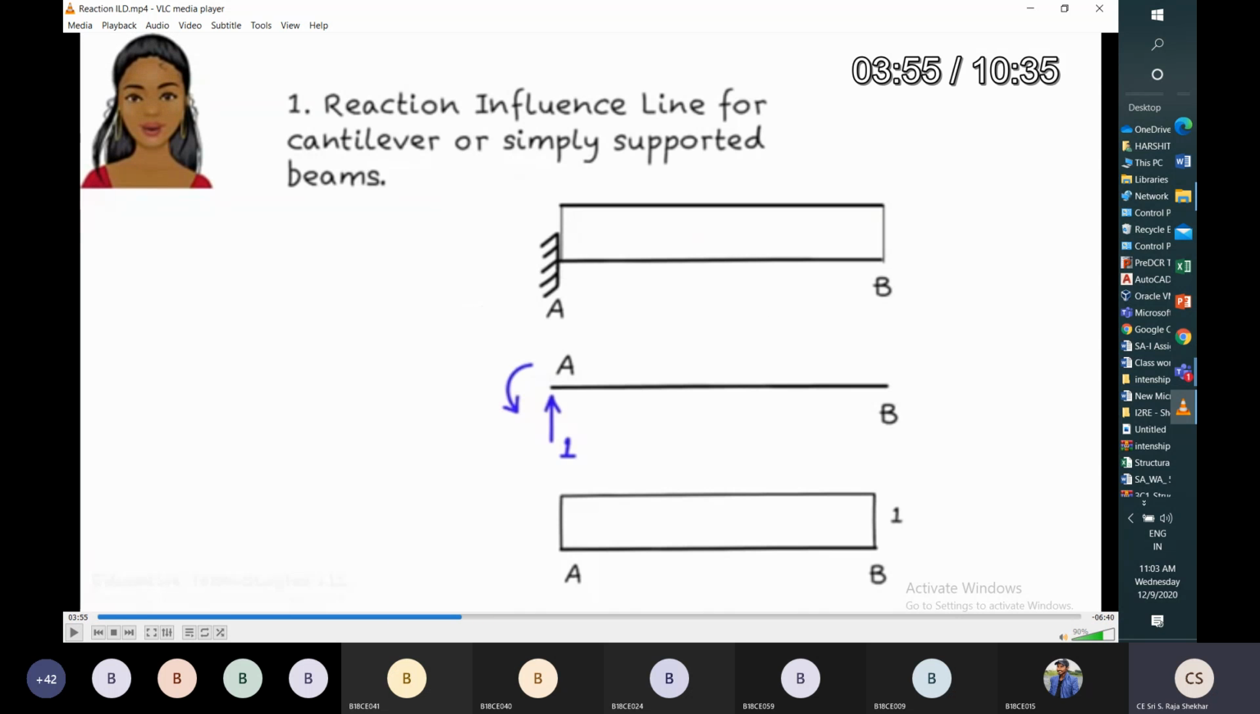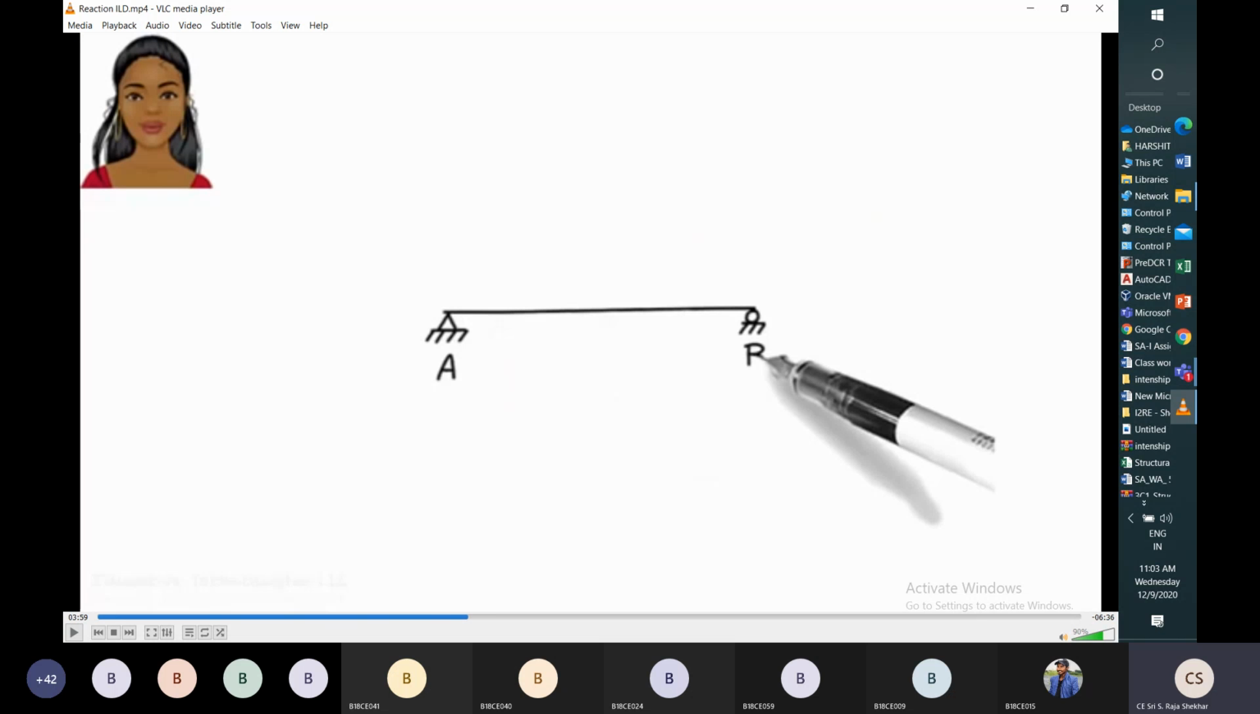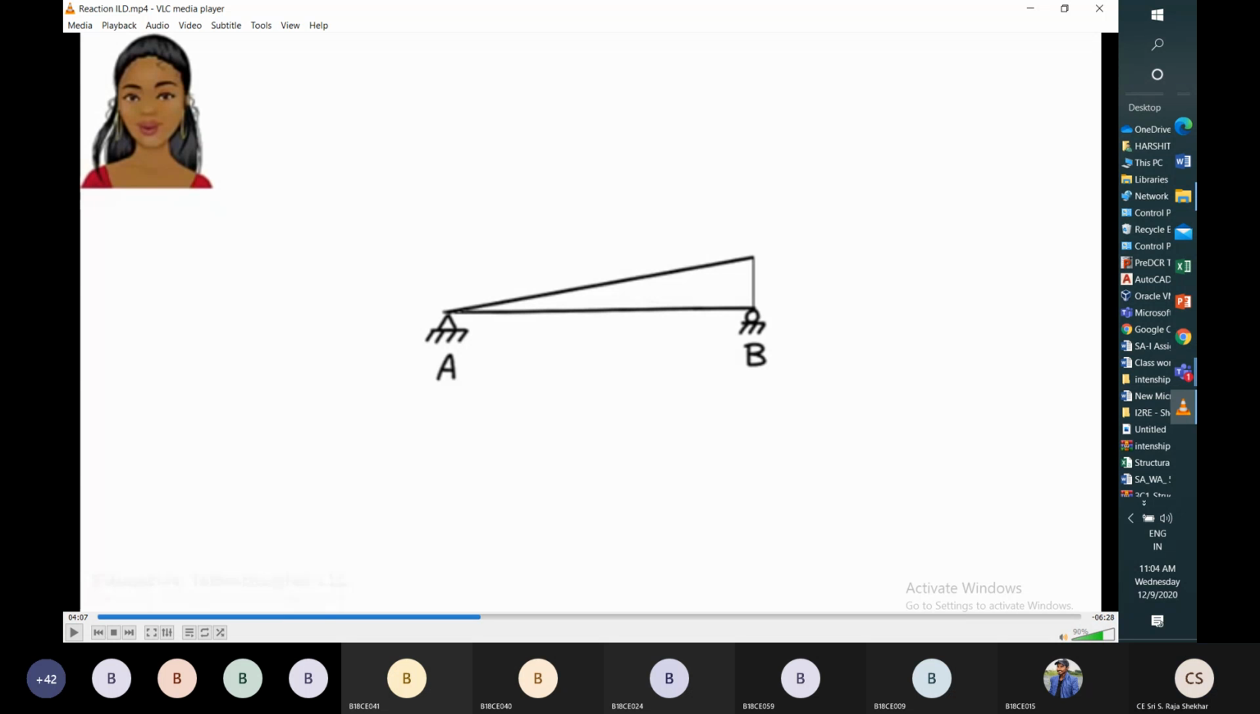First, I want to draw the reaction influence line for a simply supported beam. For drawing the reaction influence line for support B, what we have to do is push a unit force at B, and draw the displaced shape. Whatever shape we get is the reaction influence line for the simply supported beam at support B.